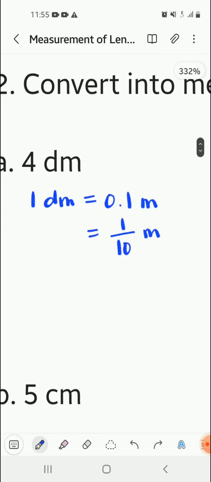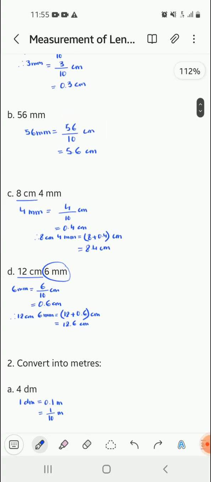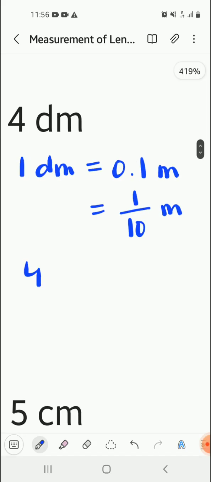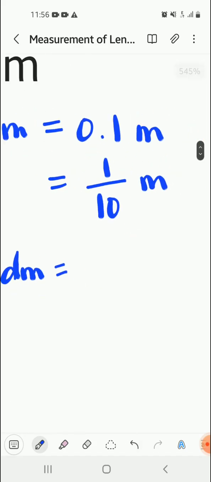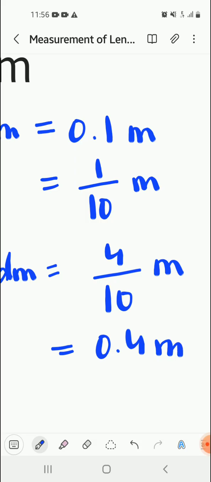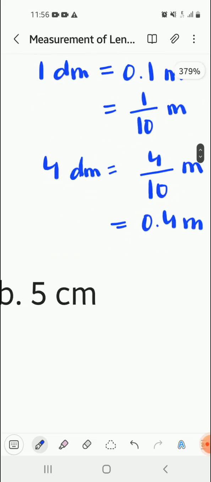So in this case, 4 decimeter is equal to 4 by 10 meter, that is 0.4 meter. That is it. Moving on to the next question, 5 centimeter.